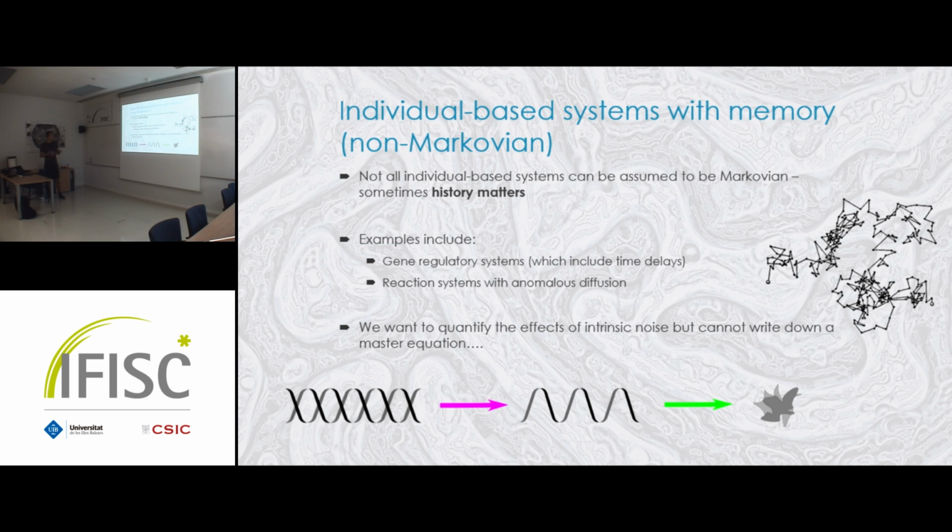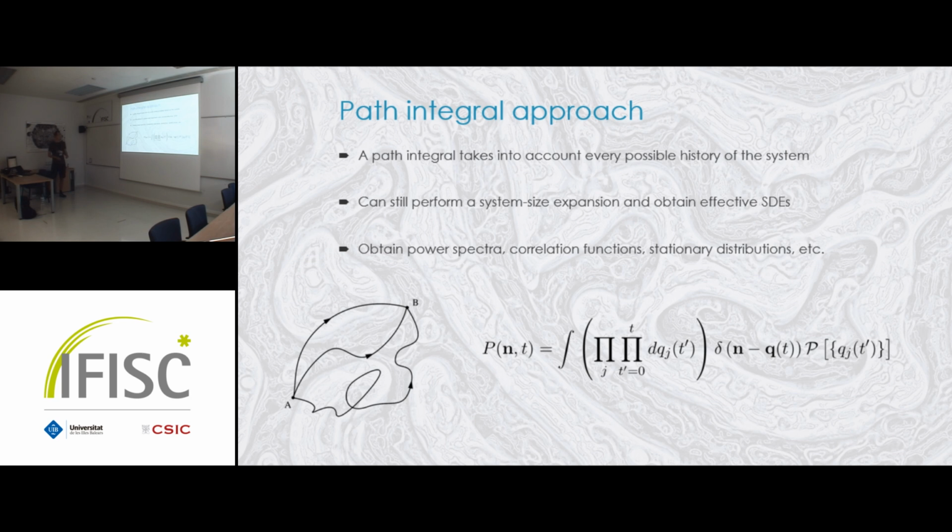So if we want to quantify the intrinsic noise in these systems, but we can't write down the master equation, a nice way to do this is with a path integral approach. A path integral, by necessity, takes into account all possible histories of the system. In so doing, you can write down an expression like this. We're quantifying the probability at a particular time t that the system is in a particular configuration. One can write this down as simply the sum of all the probabilities of the different paths that allow us to end up in this particular configuration. If one can find these probabilities, then one can evaluate this.